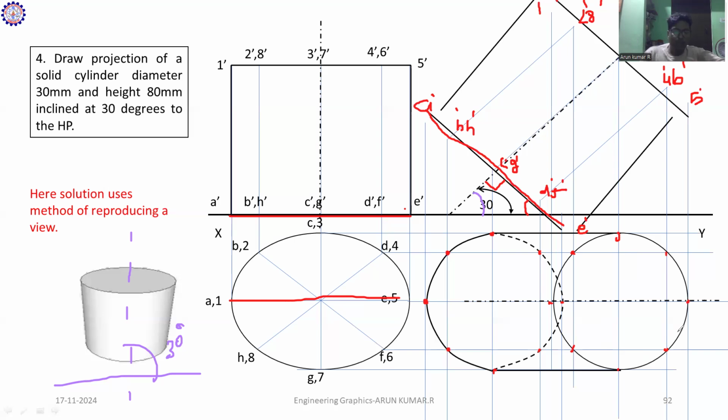Okay, so once you complete this diagram, you have to draw the construction diagram. Here also you have to draw the circle. After that you can join all the corners. You get the final view of this diagram.